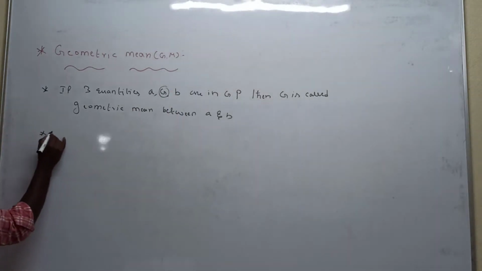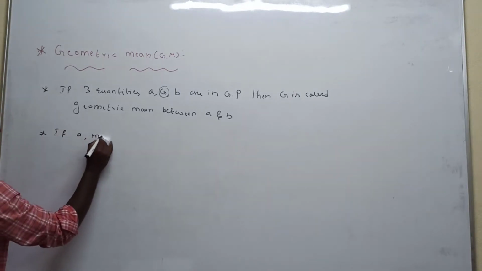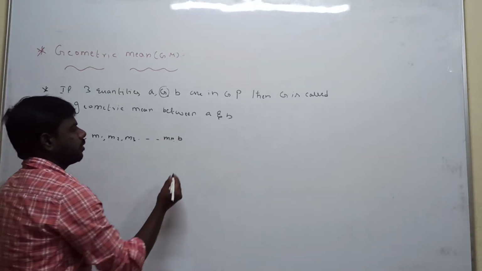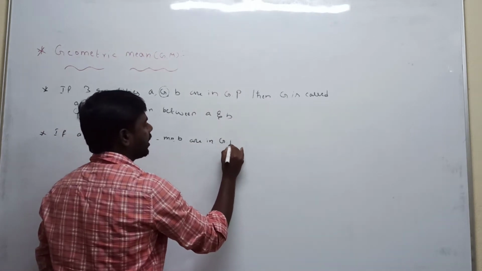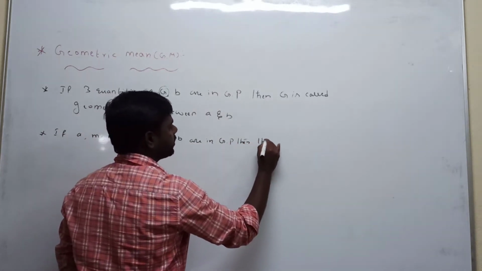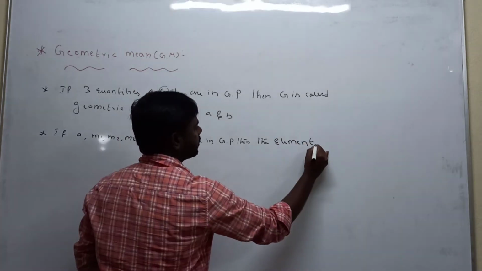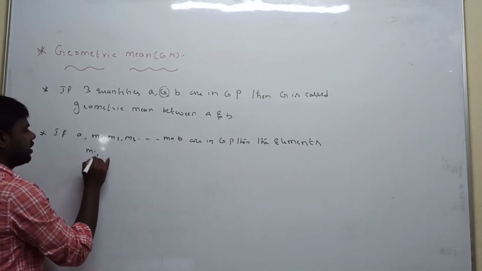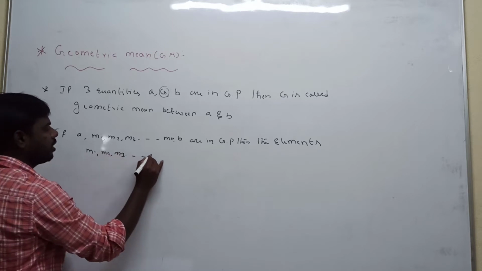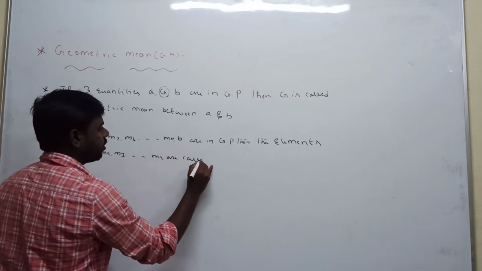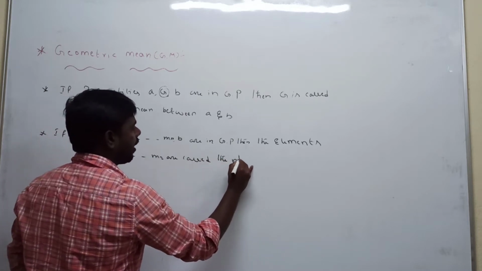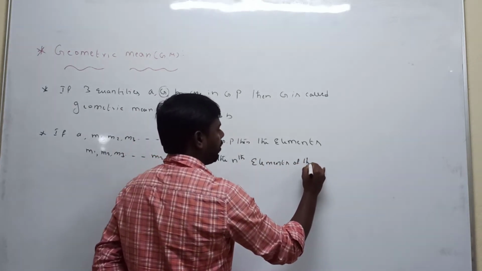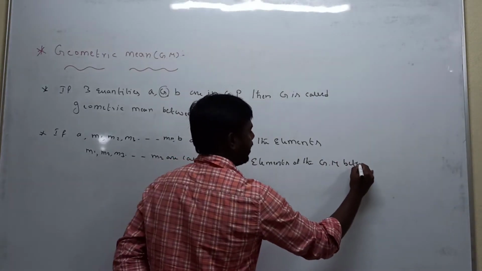Second condition: if A, M1, M2, M3, so on Mn, B are in geometric progression, then the elements M1, M2, M3, so on Mn are called the n geometric means between A and B.